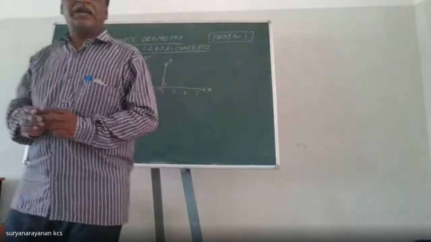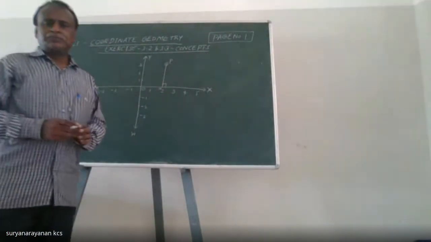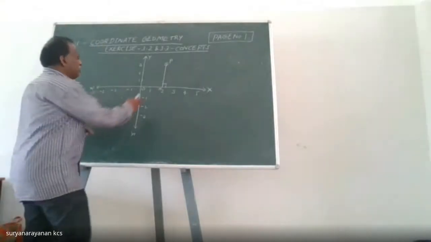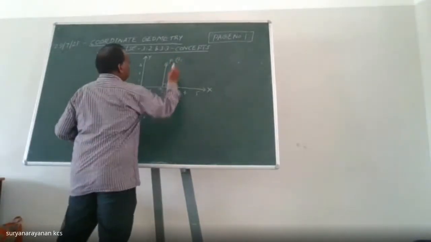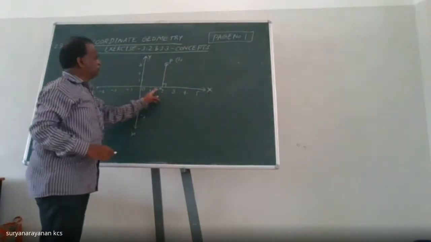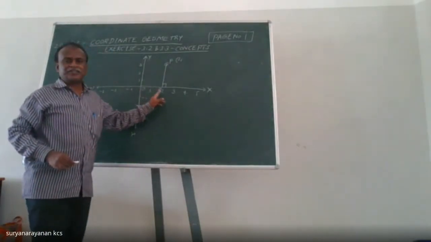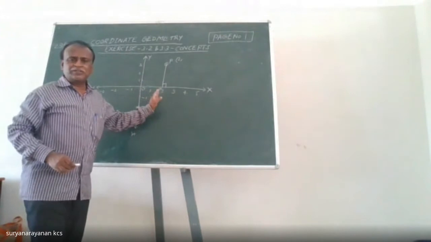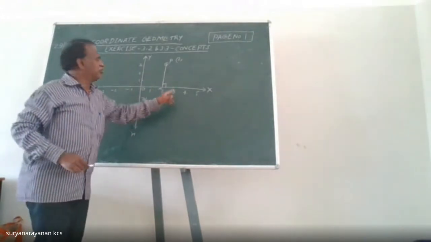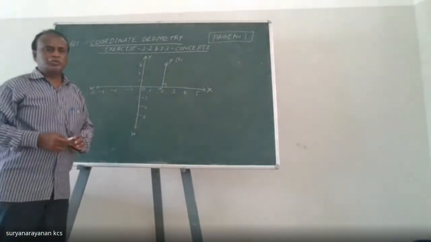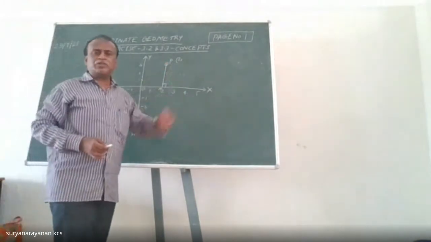Where does PM meet the x-axis? Sir, 2. Yes, 2. So its x-coordinate is 2. It is at a distance of 2 units from the origin. So its x-coordinate is 2. And how to find the y-coordinate?